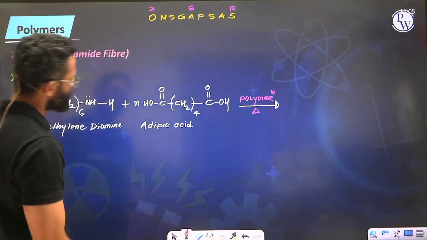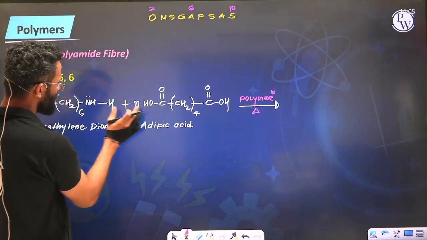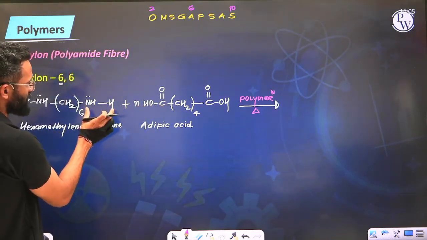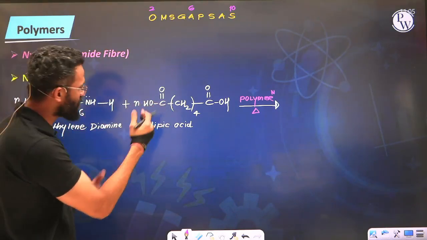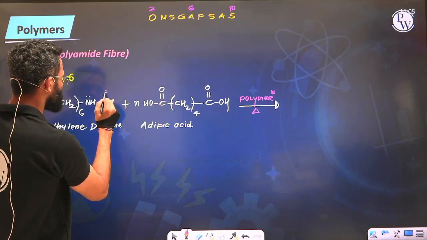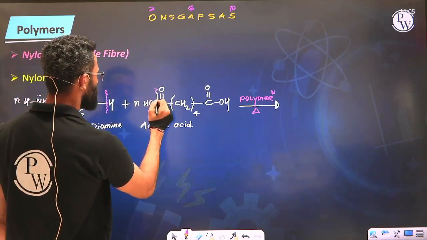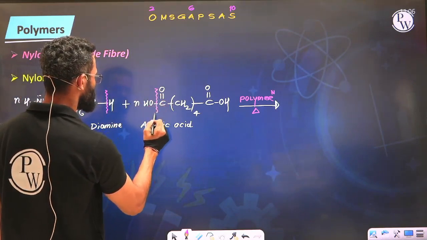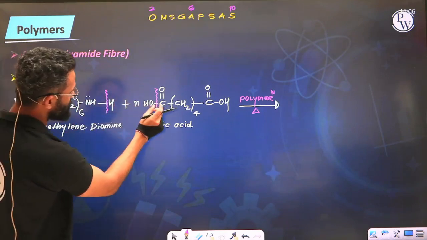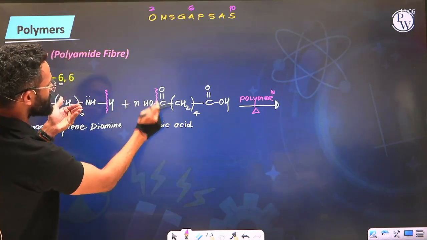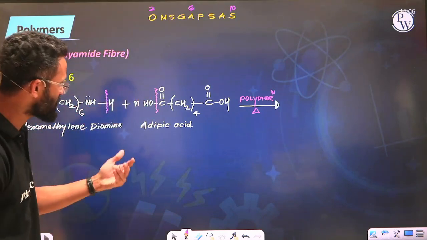What would happen? The acidic group, that is the C terminal of the carboxylic acid, will be condensed with the N terminal of NH2. So condensation of carboxylic acid and amine results in the formation of an amide linkage. We can represent it like this. H from NH2 and OH from the acid will be condensed, so we are eliminating a water molecule such that NH will be directly connected to CO to generate the amide linkage, CONH. That is the polyamide linkage you are going to get.